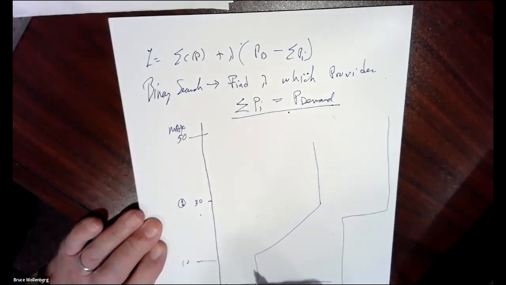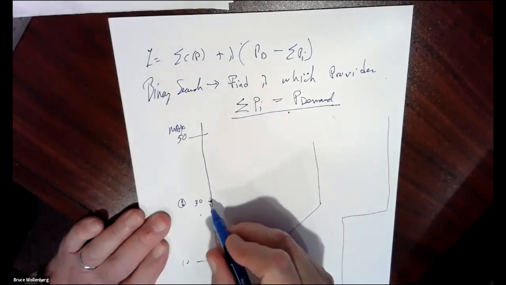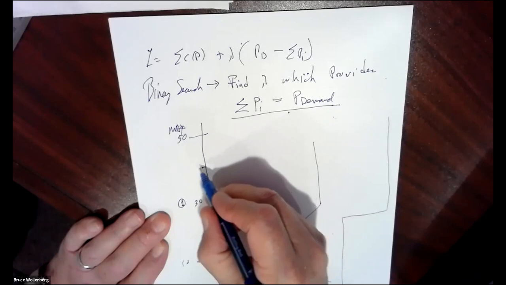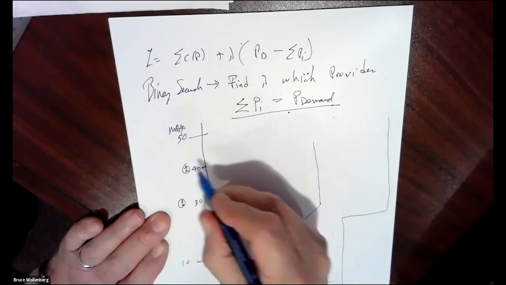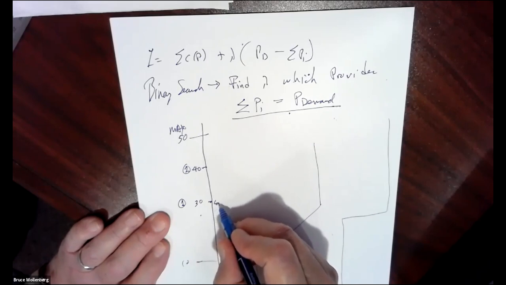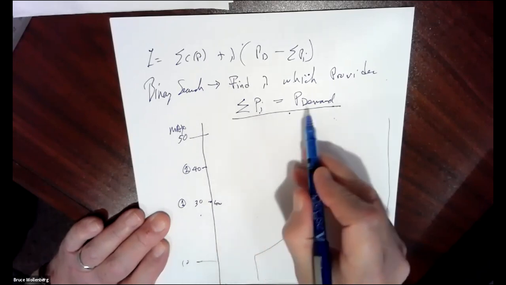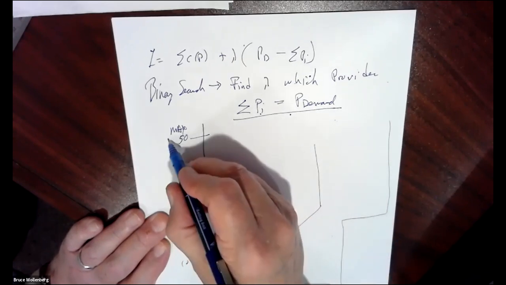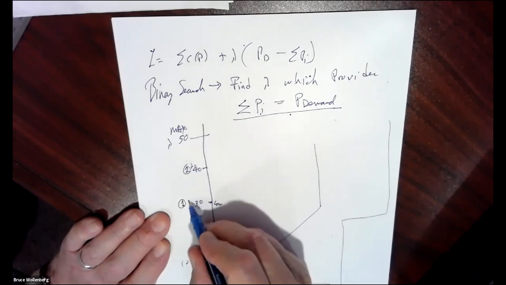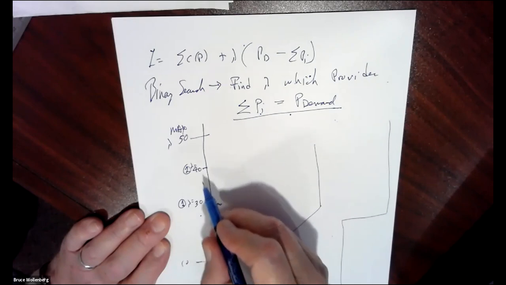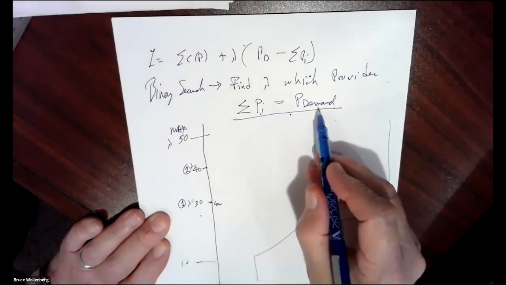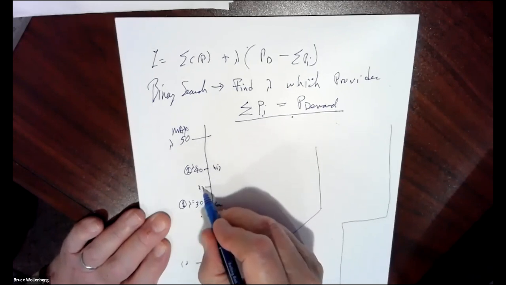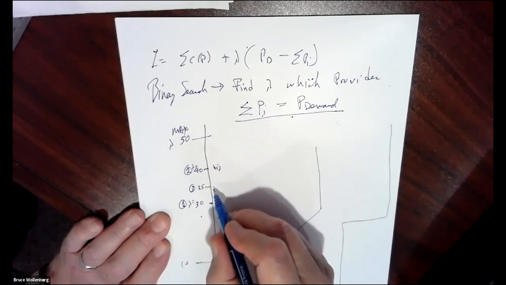We'll circle them. And if that is too low, then we go up halfway. Well, the halfway up here is 40. So there's number two. And let's say this is low, meaning that the sum of pi is less than the demand. And up here at lambda equals 40, the sum is too high. So we're going to say high. So then the next attempt is halfway, which is at 35.